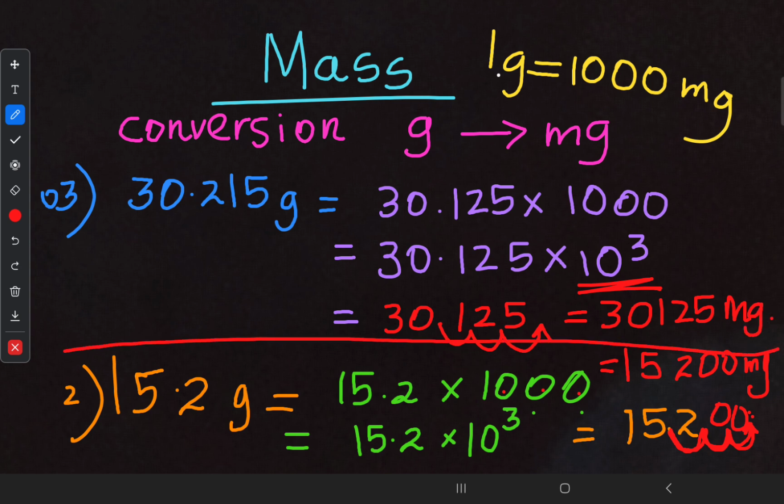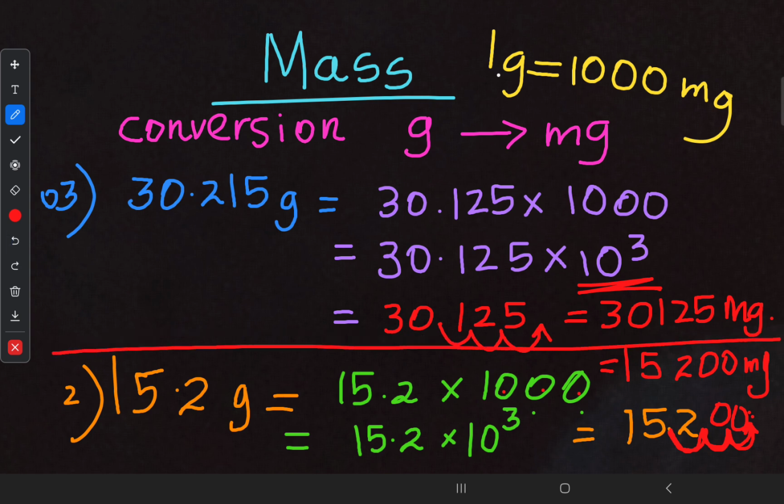There is no confusion here. In the previous question, we did not have enough numbers in the blanks, so we filled those blanks using some 0 digits. But in this case, we have enough digits, so we can write it as 30,125 milligrams. That's all for our conversion. You should multiply by 1000. That's the thing you have to do here. So the answer should be 30,125 milligrams.